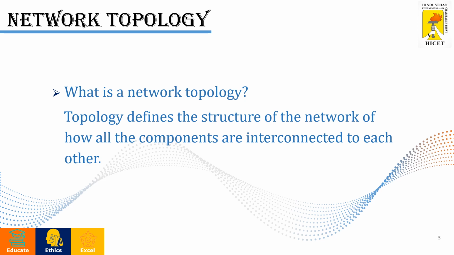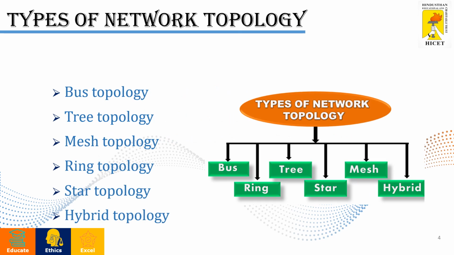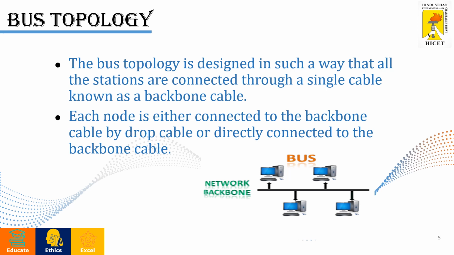And the next is types of network topology. There are various categories available in network topology. They are bus topology, tree topology, mesh topology, ring topology, star topology, and hybrid topology. Now we will discuss bus topology. It is a type of network topology in which all the devices in the network are connected by one cable. It is also known as a line topology. It is called a line topology because the single cable, where all the data is transmitted between the devices, is referred to as the backbone or trunk.